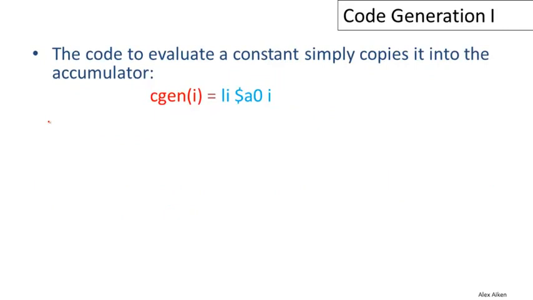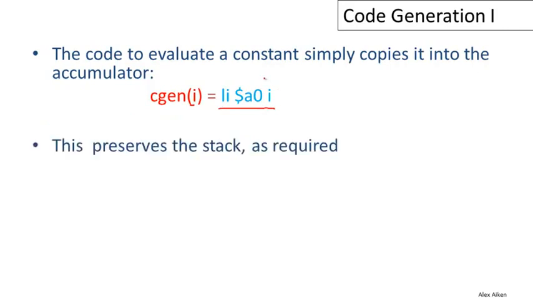So to evaluate an expression which is just an integer constant, all we have to do is load that constant into the accumulator. So the code generation for the constant I is the instruction load immediate into the accumulator the value of I. And it's easy to see that this preserves the stack as required, so this doesn't modify the stack pointer or the contents of the stack at all, so the stack is exactly the same before and after the execution of this instruction.